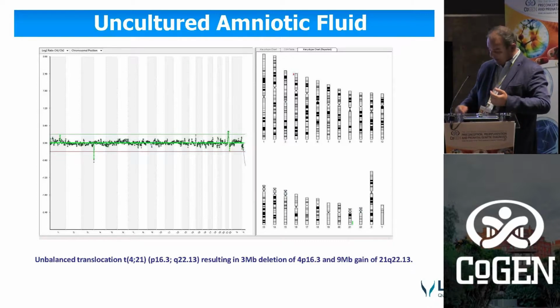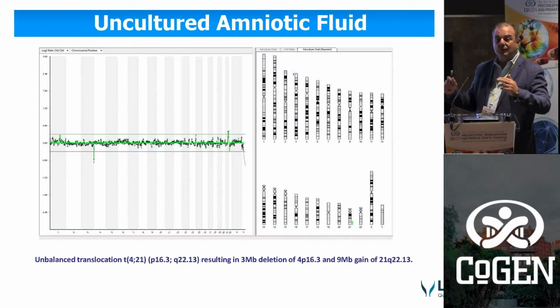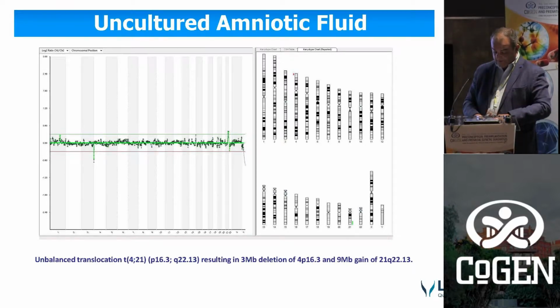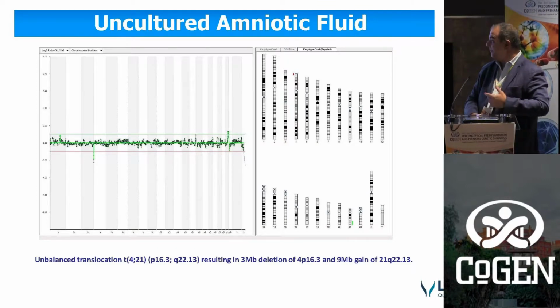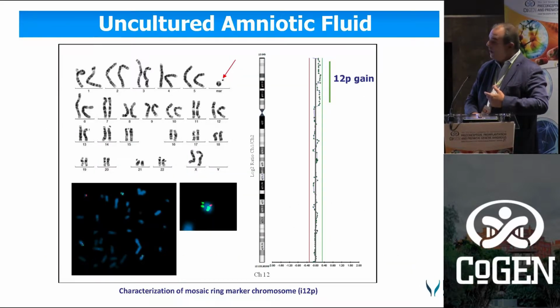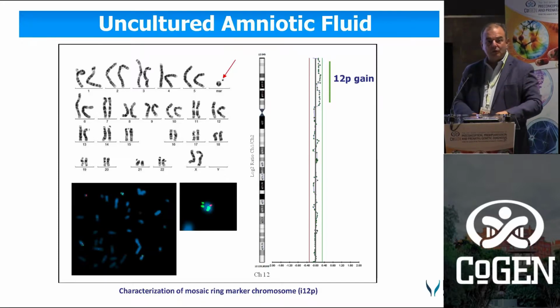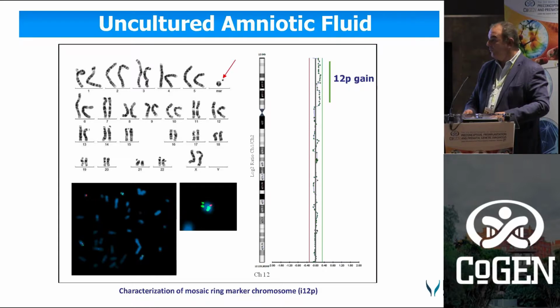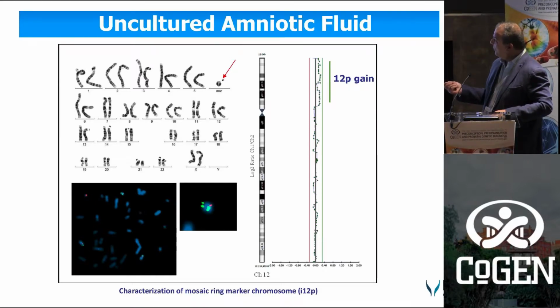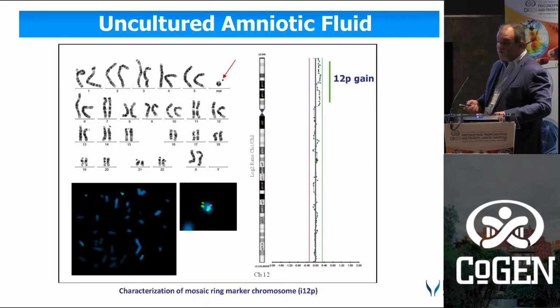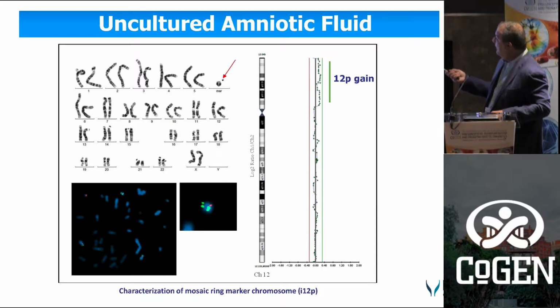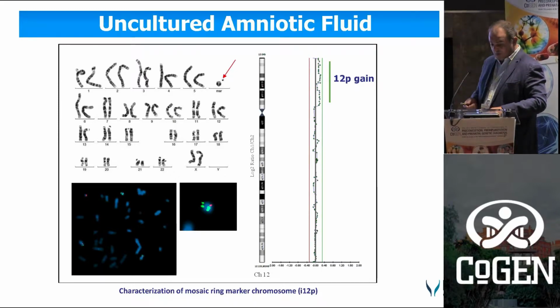And as you can see here, you can detect both deletions and duplications, as in this case, for instance, an imbalance resulting from a balanced translocation from one of the parents. Because you basically interrogate the whole genome, this can also be used to identify chromosomal markers, like in this case, this extra chromosome here, a ring chromosome, difficult to identify under the microscope, but on the chromosomal microarray you will easily see that this was a mosaic for the short arm of chromosome 12, which is Pallister-Killian syndrome.